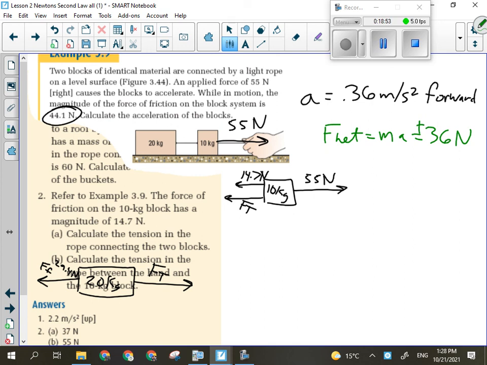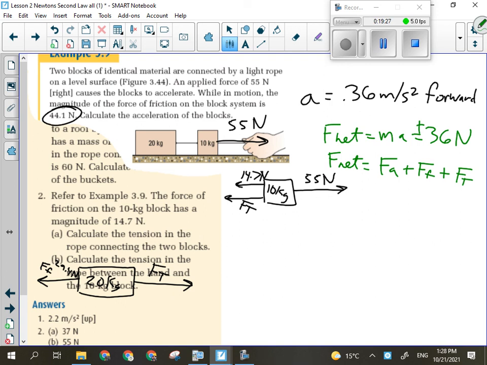Do I know which forces are acting on the 10 kilogram block? So can I do a vector sum of all forces here? I should be able to. I better, because that's the other way I have to calculate net force. So F net is going to be the applied force, that's my 55, plus the force of friction, 14.7, plus the tensional force, which I don't know. But I know 3 out of the 4, so I can calculate the 4th.